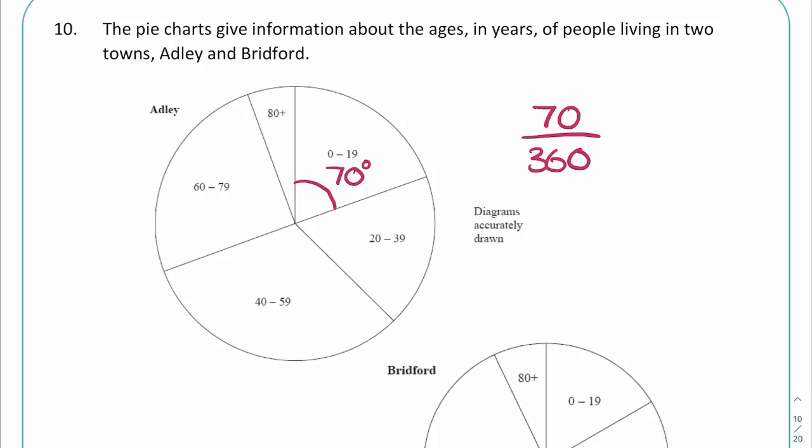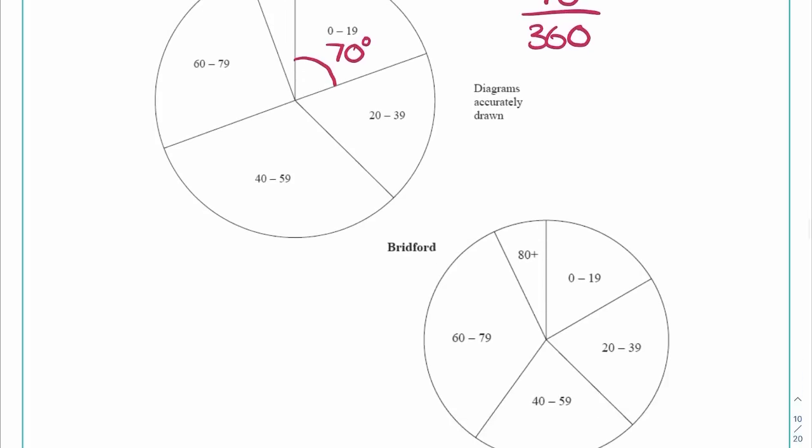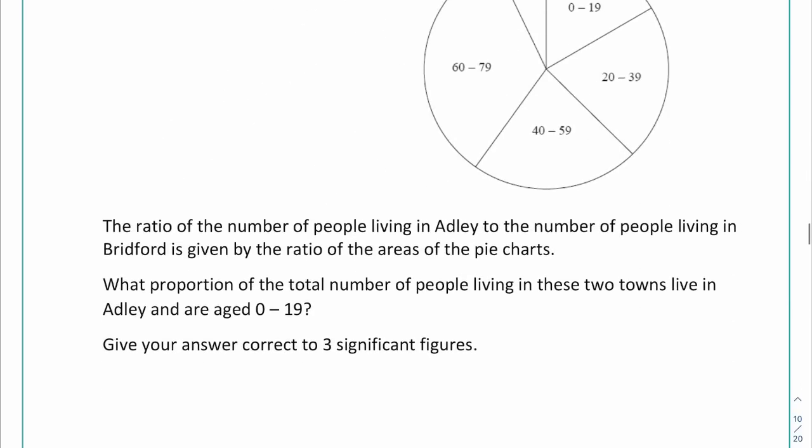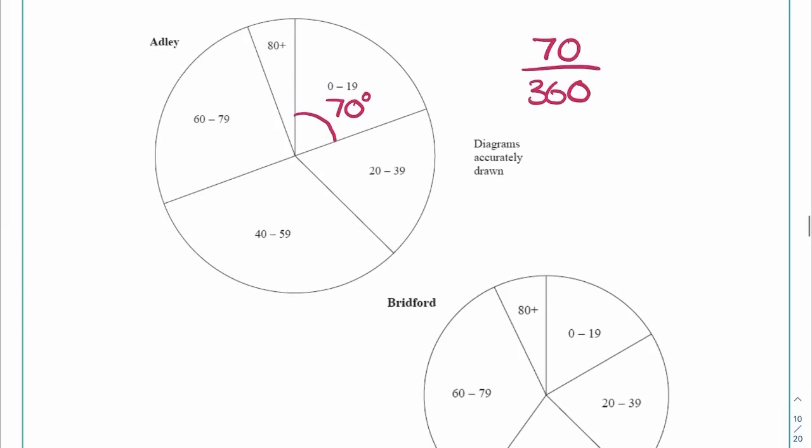in that circle. The only other thing that we need to find out is what proportion is Adley in comparison to the whole population. So we know that's the fraction of the amount that we need to work out. We just need to think about what the actual proportion of the population is now as well. So if we actually think about how we would do this, it says that the ratio of the number of people living in Adley to the number of people in Bridford is given by the ratio of the areas of the pie charts. So you actually have to get your ruler out and measure the radius, which is quite a unique style for a pie chart question.